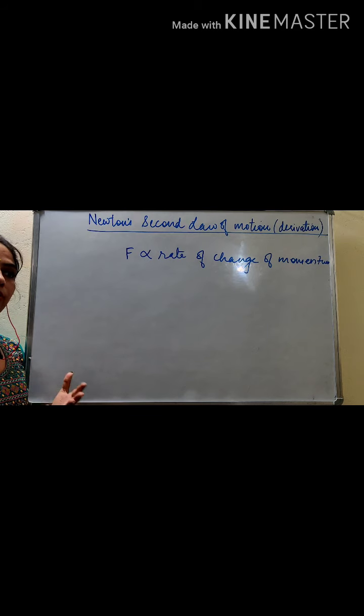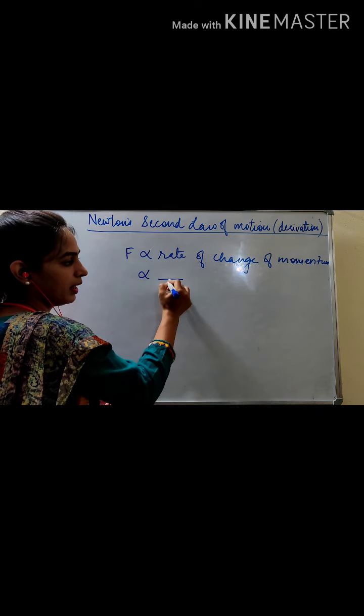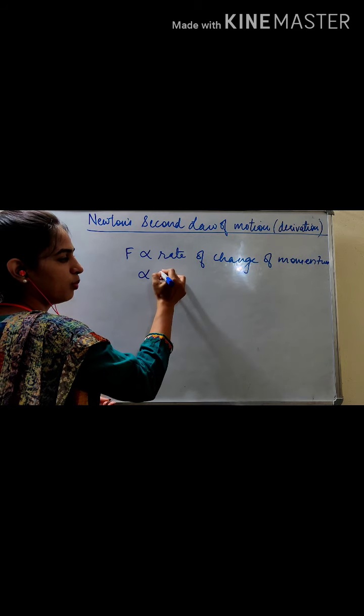Secondly, for example, a ball is coming to a batsman, and he wants to hit a boundary. Then what does he have to do? He has to apply force in a direction which changes its momentum in a very short interval of time. And if a high change in momentum takes place in a very short interval of time, then the force applied is high. Right? So, rate of change of momentum.